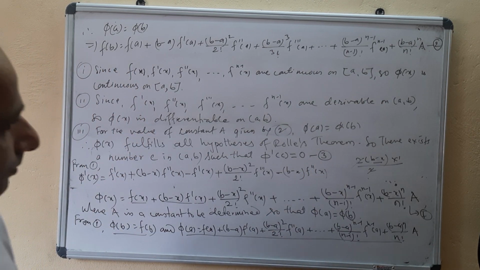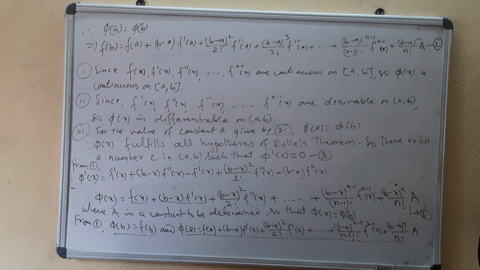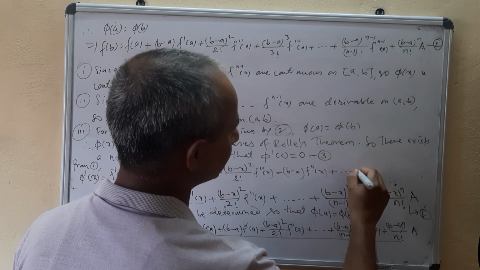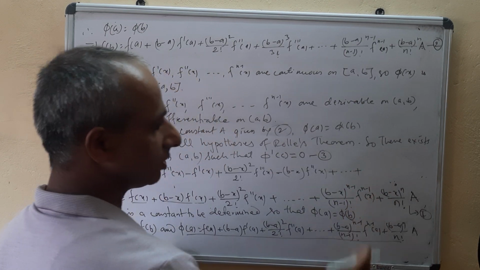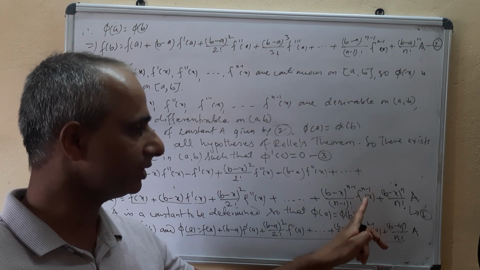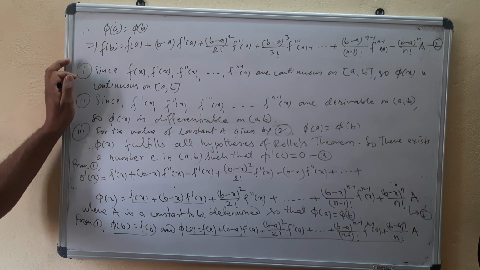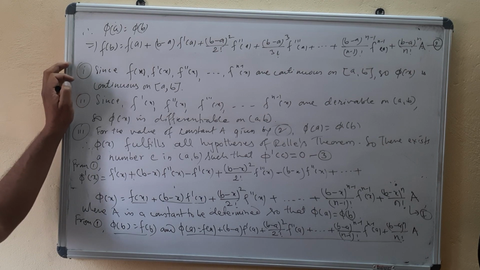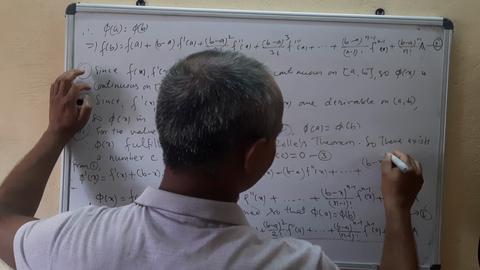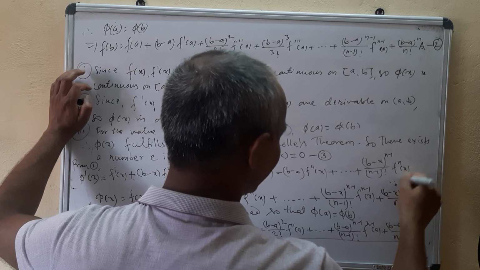Next, let's go to the second last term, the term that contains f of n minus 1 of x. First I'll differentiate f of n minus 1 of x. The derivative of f of n minus 1 of x means the order increases by 1, so f of n of x. So here we have b minus x whole power n minus 1 upon n minus 1 factorial times f n of x.